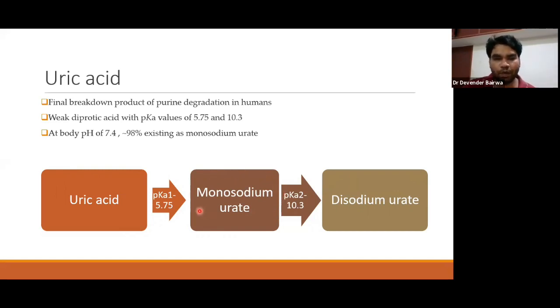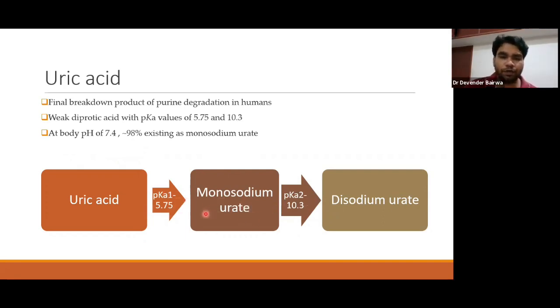So as we know, in the body pH is roughly 7.4. So 7.4 is well above 5.75. So most of the uric acid is actually in the form of monosodium urate. 98% of our uric acid pool in the body, in the serum, is in the form of monosodium urate. So generally in the body, we don't have a pH condition of 10.3, but we have conditions of 5.75 and above.